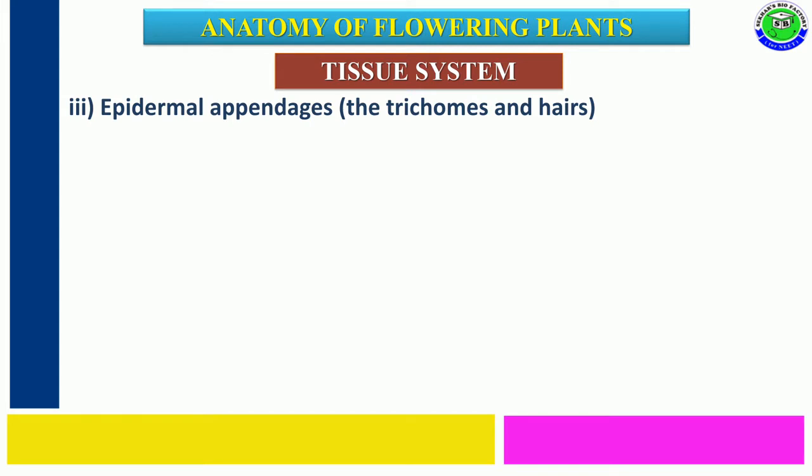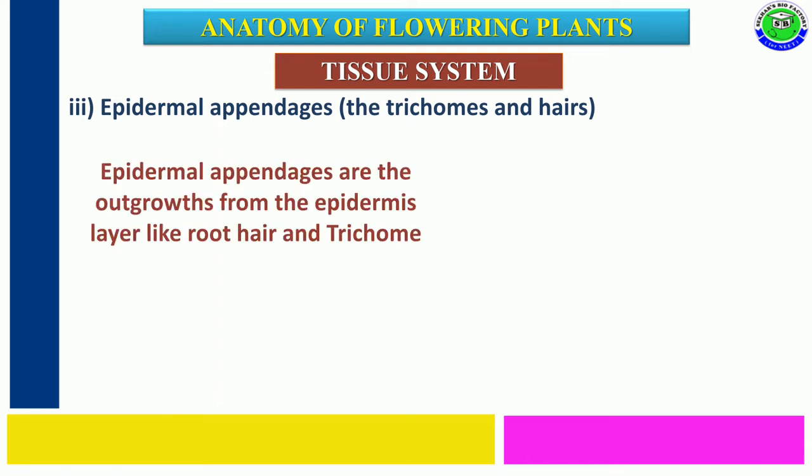The third part in the epidermal tissue system is epidermal appendages. In this, one is trichome and the other one is root hair. The epidermal appendages are small outgrowth structures.